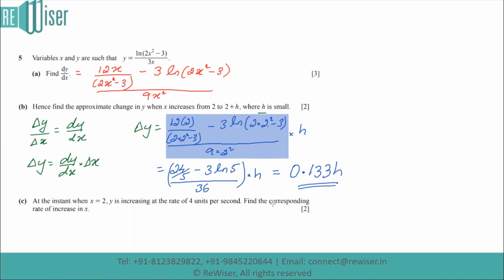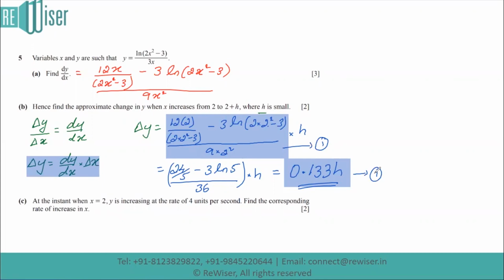And the second mark is what? Figuring out that delta y, or change in y, is equal to dy by dx times delta x, and figuring out the final answer is 0.133h. So this one will award 1 mark, and getting the final answer can award another mark. So this is the right answer for this one.